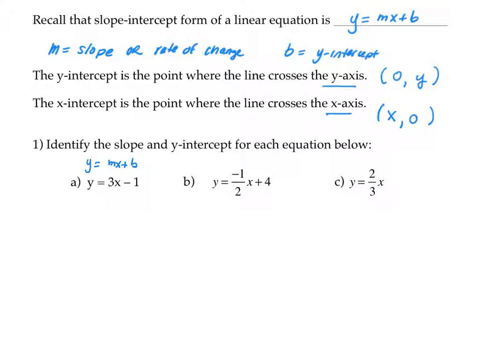So for part A, the slope is 3, and the y-intercept is negative 1. For B, the slope is negative 1/2, and the y-intercept is positive 4. And for C, the slope is 2/3. And since we don't see anything added on to the end here, you can treat it as plus 0. So the y-intercept is indeed 0.